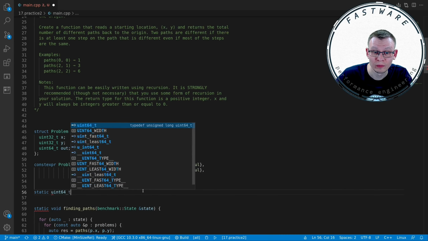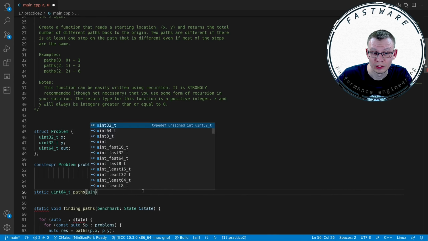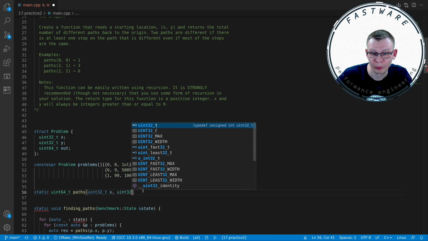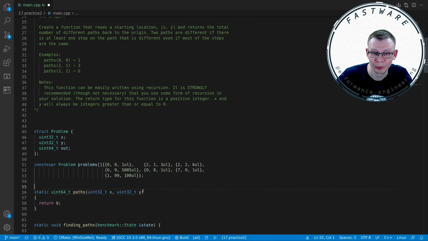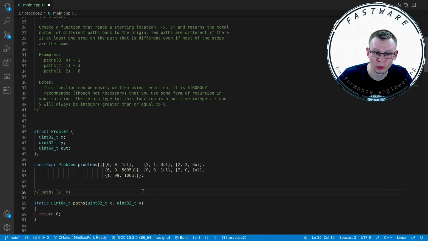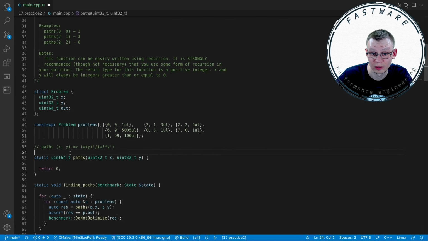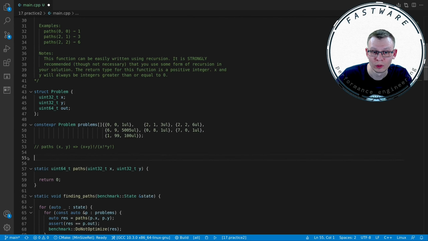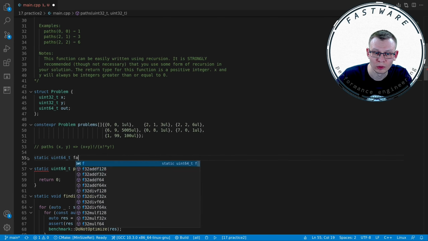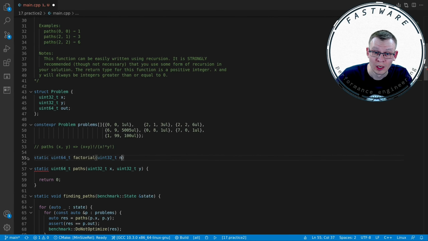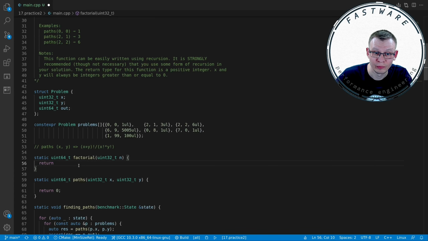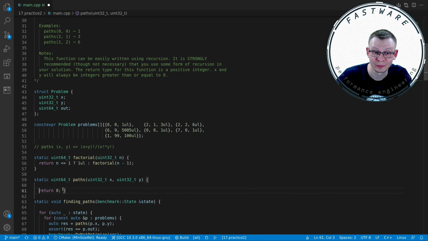So what I started with is implementing this path function by taking x and y. And it will take the form of (x plus y) factorial divided by x factorial times y factorial, which is pretty cool. So I implemented a factorial function. But for any of you diligent types out there, you will notice that I managed to screw it up. Sorry for my language.